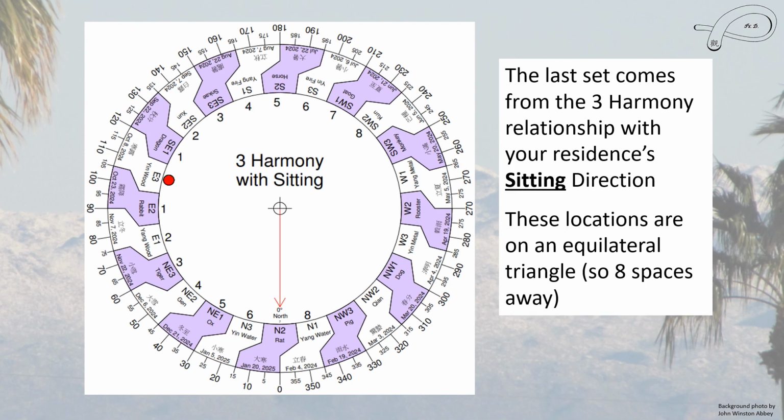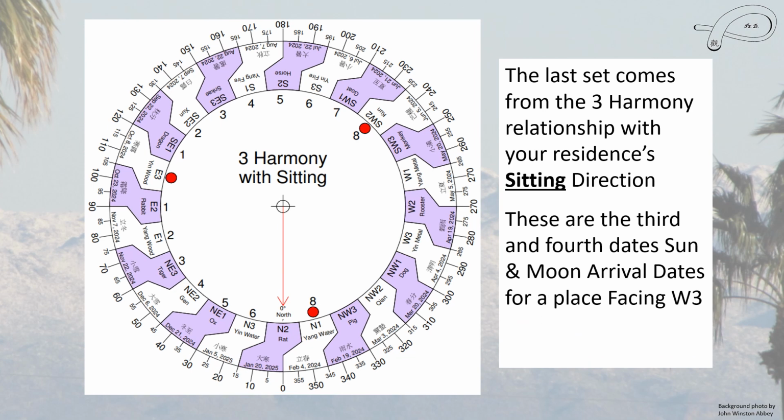And then there's the 3 harmony with the sitting. And so the 3 harmony, 24 divided by 3 is 8, so it's 8 slots away. So I've counted them out in both directions, and these two are also 8 spots from each other. So this forms an equilateral triangle. And these are the other sets of dates. So this one is June 5th to June 20th. And this one is February 4th to February 18th. And these as a total are 4 different sun and moon arrival dates for the entire year.